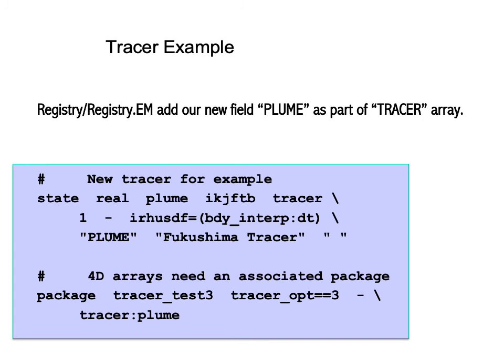And then for the description, we just call it the Fukushima tracer, and there really aren't any units because this is just a passive tracer. We're setting a value to 1. We could have set it to 1,000 or 17.